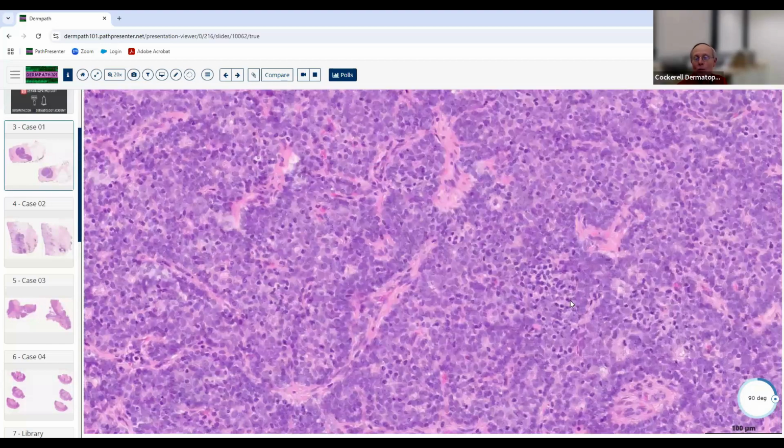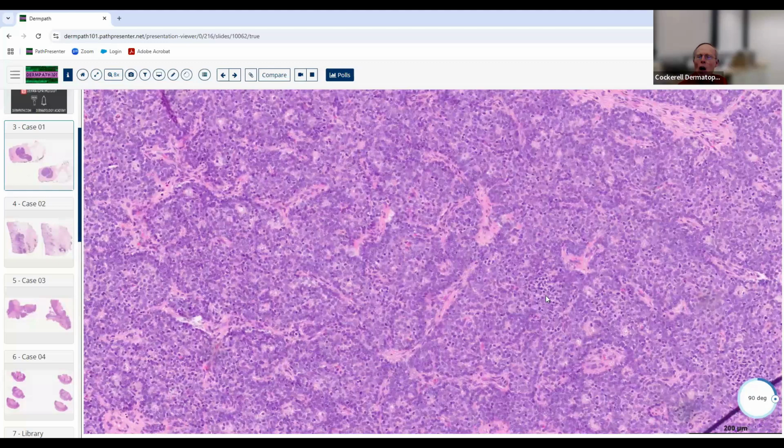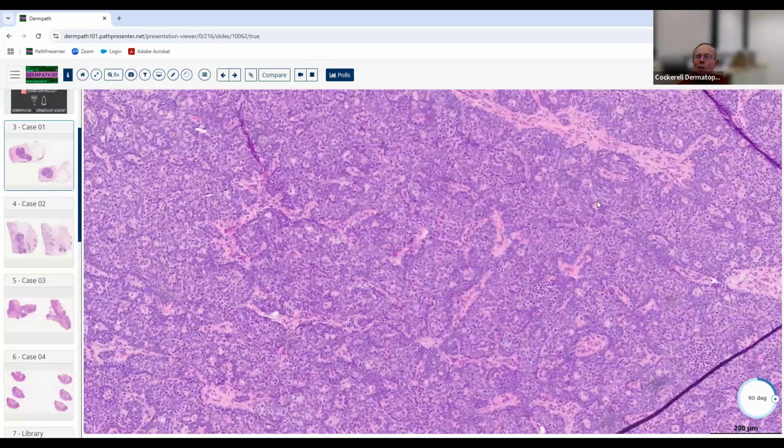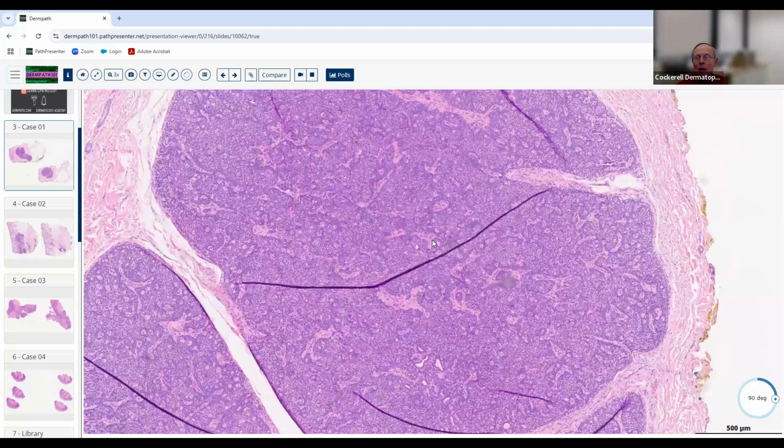You may not have heard of this tumor. It does look like an adnexal tumor. In fact, people kind of argue about what the epithelial component of this thing is. But this is a cutaneous lymphadenoma. Lymphadenoma. It's a rare tumor.